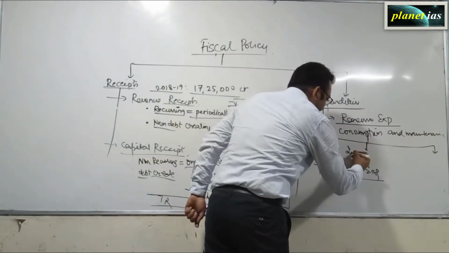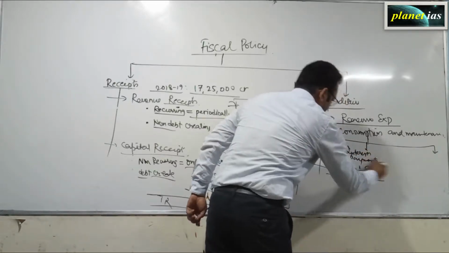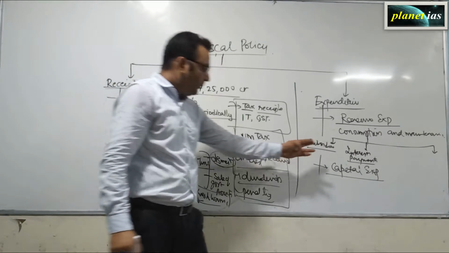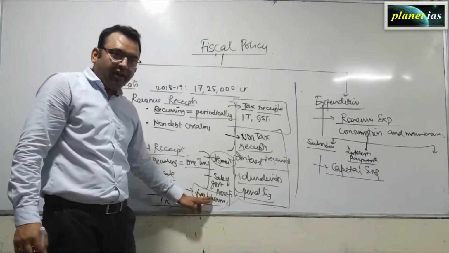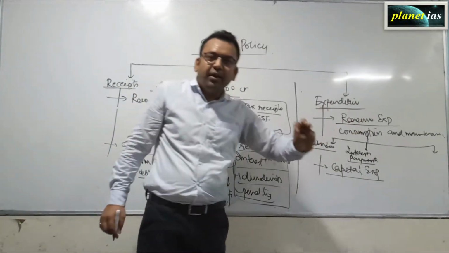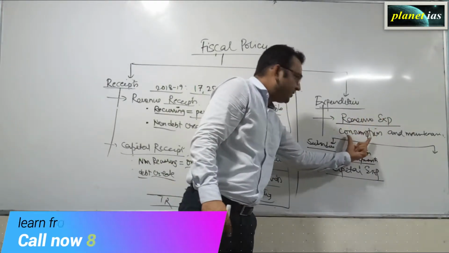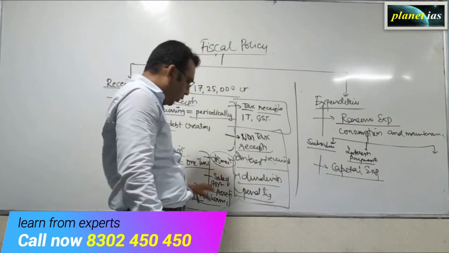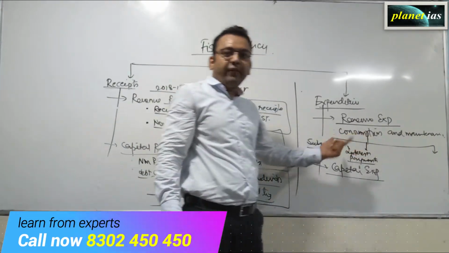Second, interest payments, right? The government borrows, here you can see the fresh loans. The loans which we have borrowed, we have to pay interest, and the interest is a totally wasteful expenditure. So we keep it in the revenue part because it's for the consumption of the loans that we have taken. So interest payments are a part of the revenue expenditure.